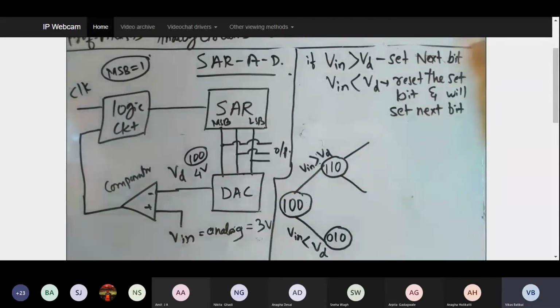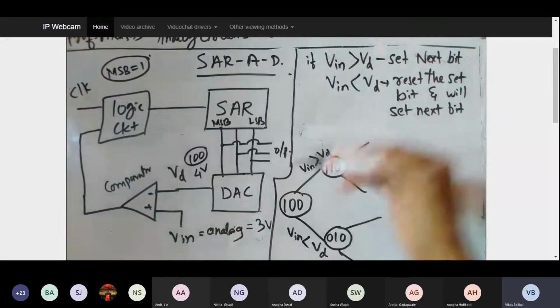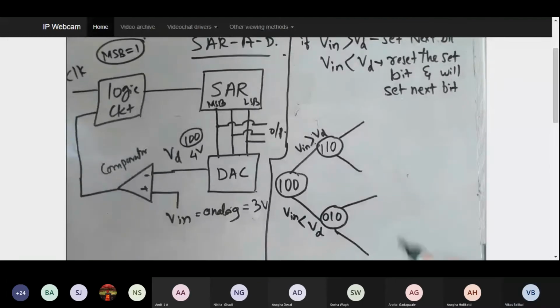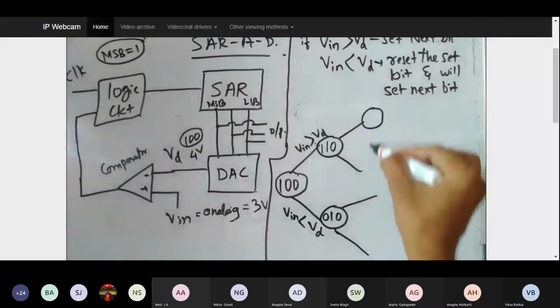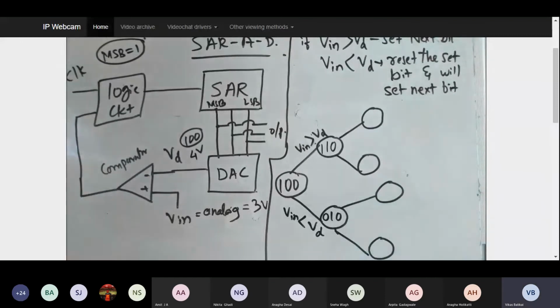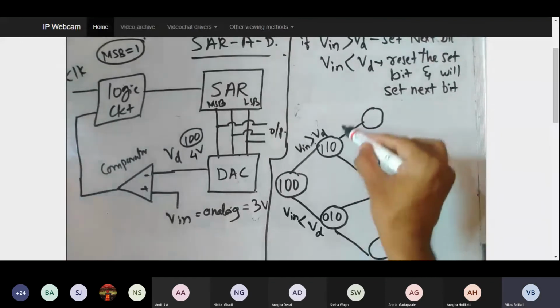Always I'm writing the flow chart in this way. In the upper condition, I consider Vin greater than VD. In the lower condition, I consider Vin less than VD. So let's try to do this. Let's try to understand what is happening now. So again, Vin greater than VD.